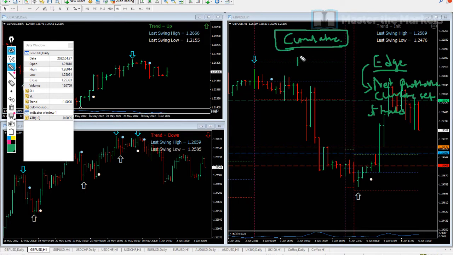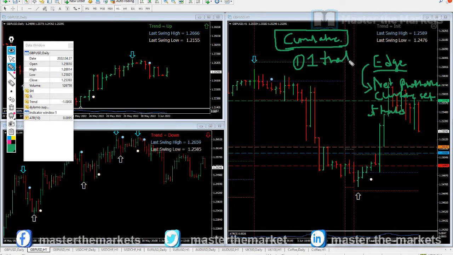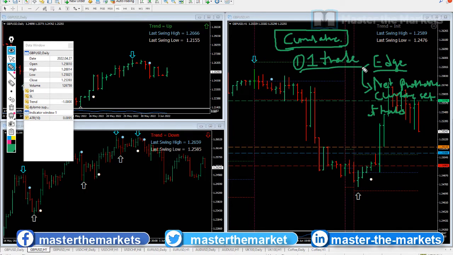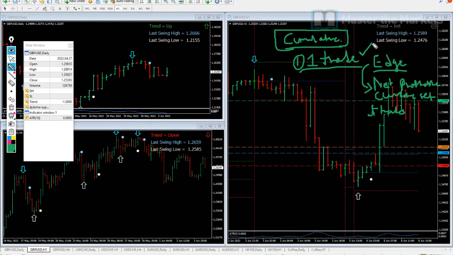So the first point you have to understand from what we mean by an edge is never think in terms of just one trade. It's never about a single trade. Never think in terms of one trade. That's the first point. It's not one trade. Edge is never defined over one trade. Number two, an edge is defined over a cumulative set of trades.